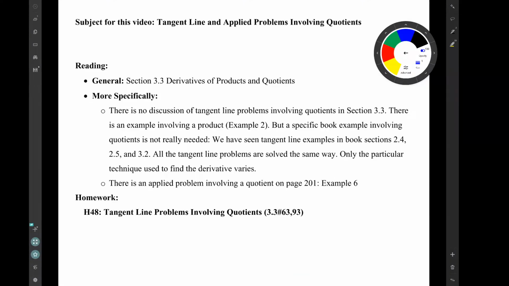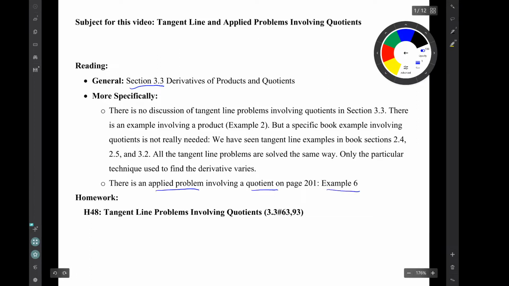Hi, I'm Mark Barsamian. In this video, I'll be discussing tangent line problems and applications problems involving quotients. This material is from section 3.3 of the book, Derivatives of Products and Quotients. There is an applied problem in that section involving a quotient.